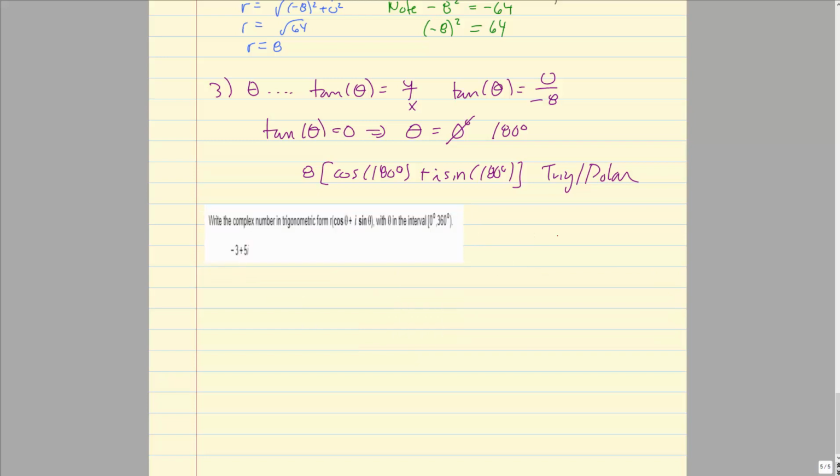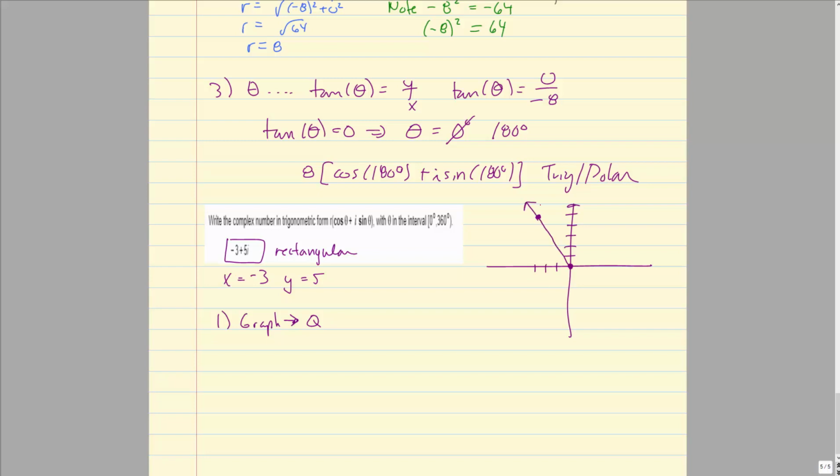This one says write the complex number in trigonometric form. So this is rectangular form, and this would mean x is -3, y is 5. So the first thing that we do is we graph this and we figure out which quadrant we're in. So -3, 5. Okay, so -3 up 5. So it's the vector that goes right through there. So this is in quadrant 2. Okay, cosine's negative, sine is positive.